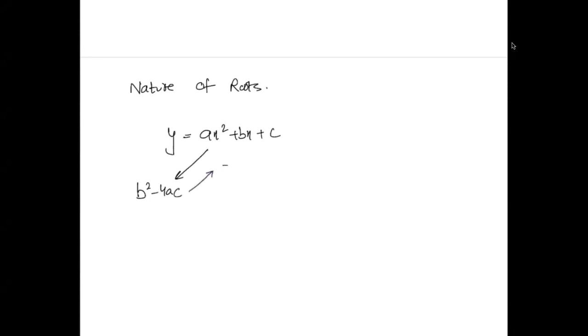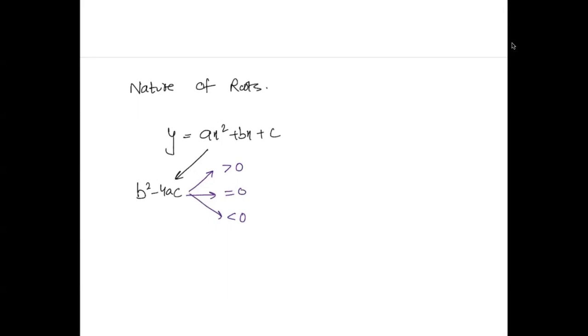So guys, in the last class, we discussed the nature of the roots. We said that if we have a quadratic equation in the form of ax square plus bx plus c, and you want to identify the nature of the roots, we use the concept of discriminant, b square minus 4ac. The value of b square minus 4ac can either be greater than 0, less than 0, or equal to 0.